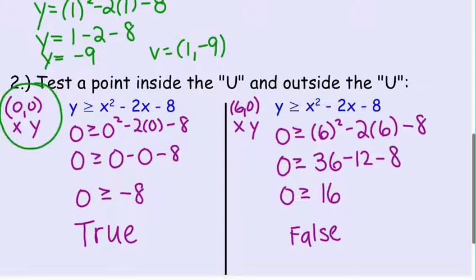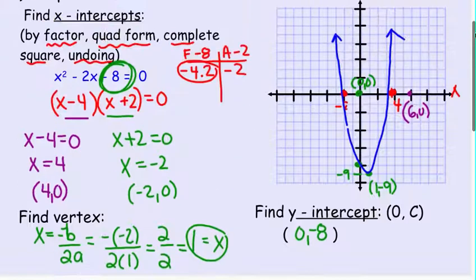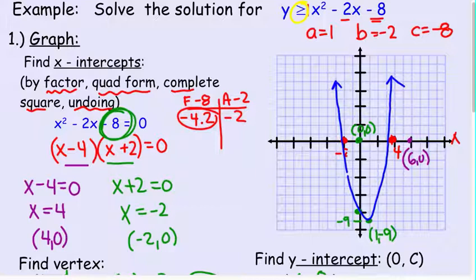Inside the parabola is what is true. So if we go back up to our picture, what we're going to shade as the solution is all of the ordered pairs inside this parabola.